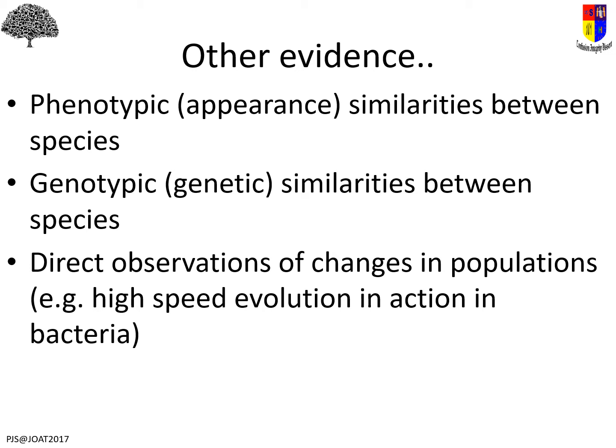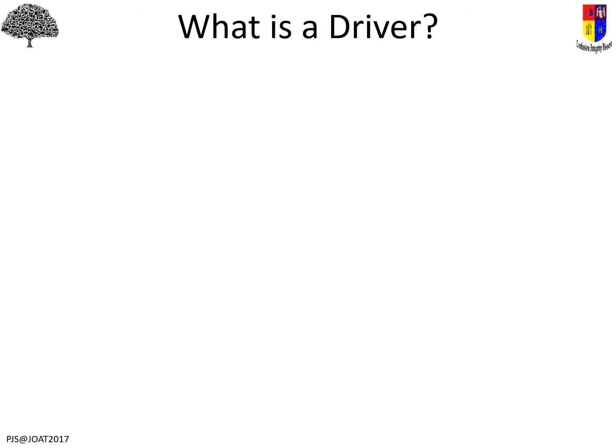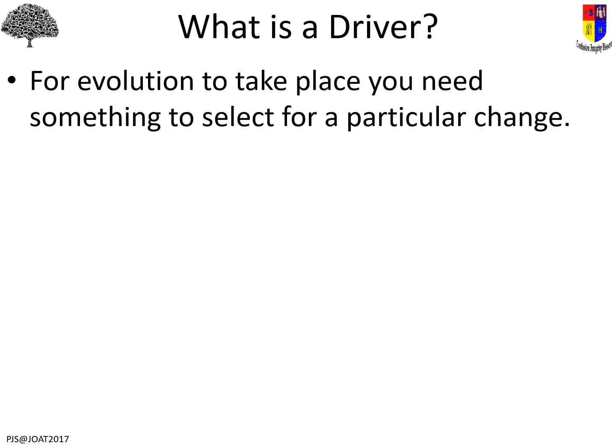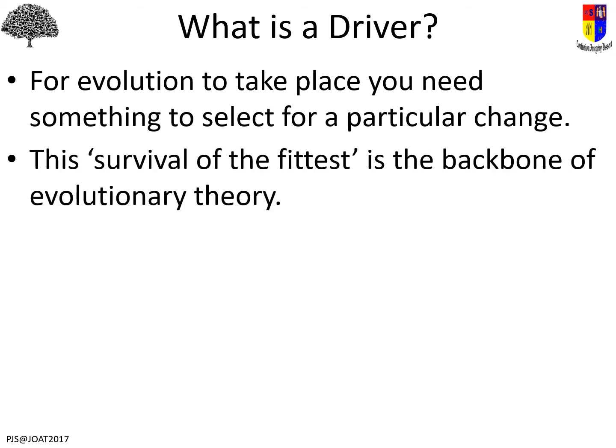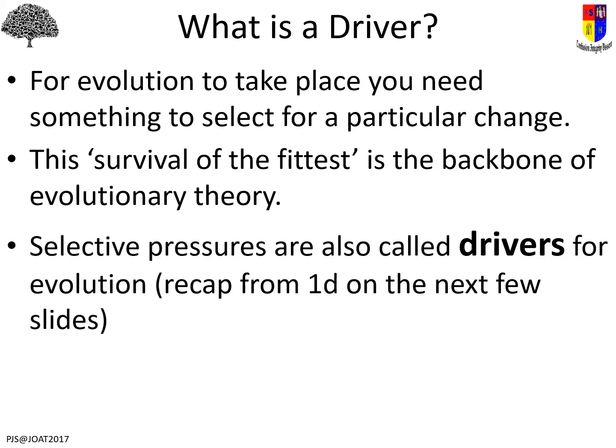Okay, and we can actually see it happening. As I said earlier about the bacteria at 20 minutes per cycle, as it were, we can actually show evolution in bacteria just by pushing them using things like antibiotics. So to remind you about this, for evolution to take place, you need something to select for a particular change, and that's the whole natural selection, survival of the fittest. And the selective pressure is called a driver. Okay, now this is effectively a recap from the first key area.